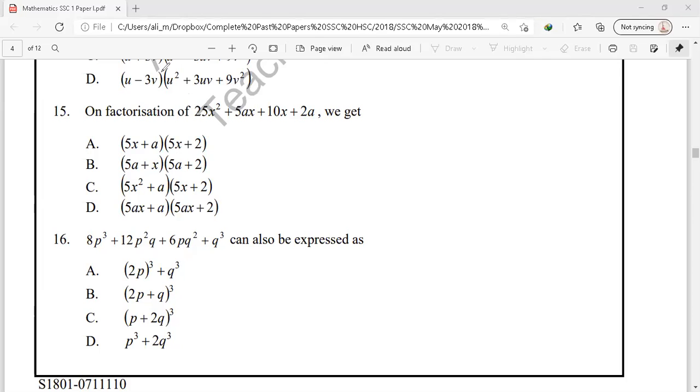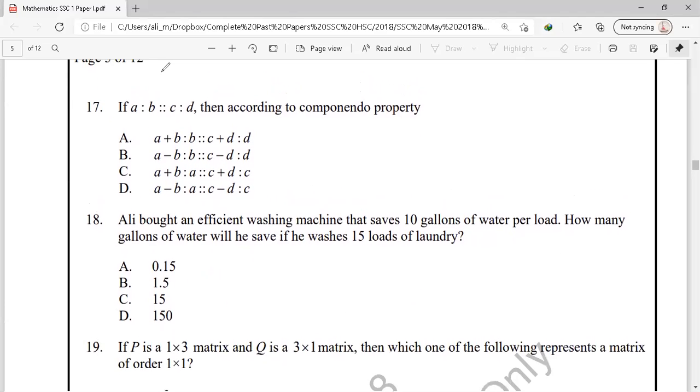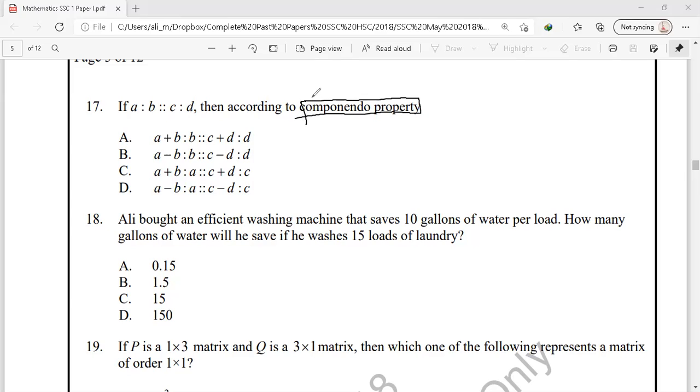Let's move to the next question, and we have question number 17. In question number 17, a ratio b and c ratio d are in proportion, so we have to identify the componendo property. So let's recall the componendo property, what we used to do in the componendo property.